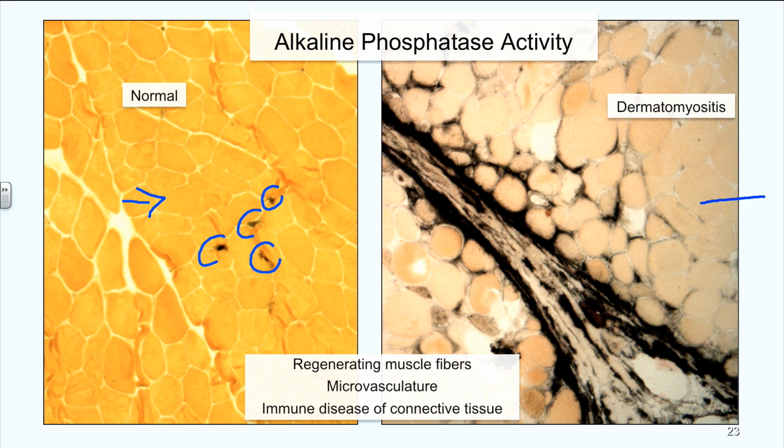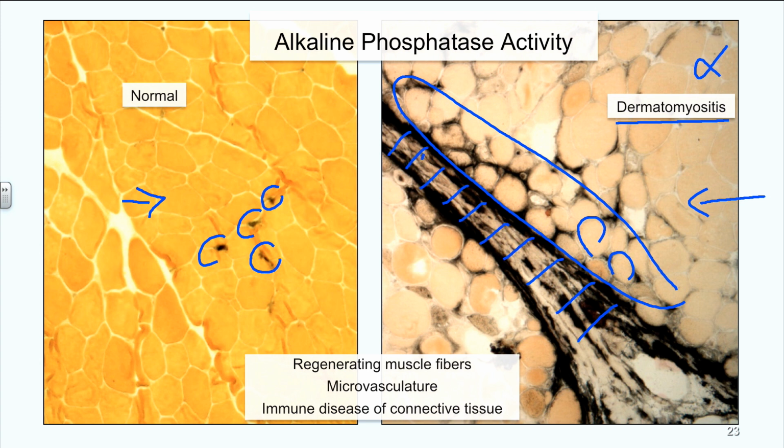However, on this side, you would see the same stain in a muscle, in a patient that has dermatomyositis. Remember, we said that in dermatomyositis, the fibers on the side are injured, whereas the fibers in the center not so much. And you can see the intense reaction of alkaline phosphatase around these fibers. Not only that, but intense reaction in the perimysium of the fibrous tissue and also the vascular tissue.